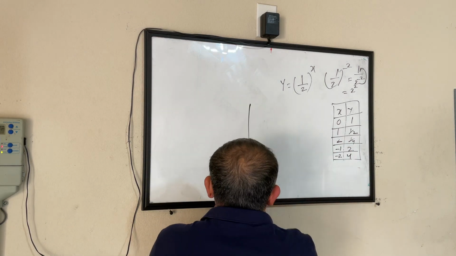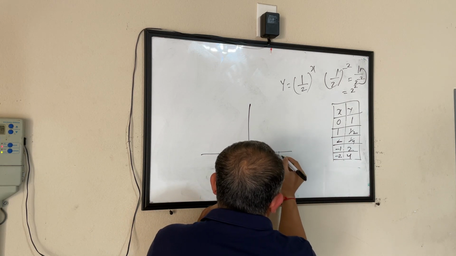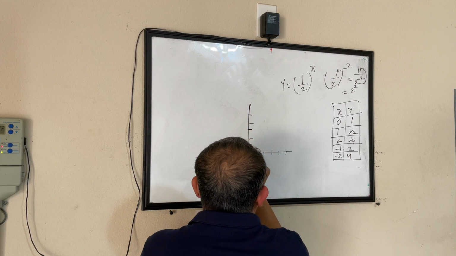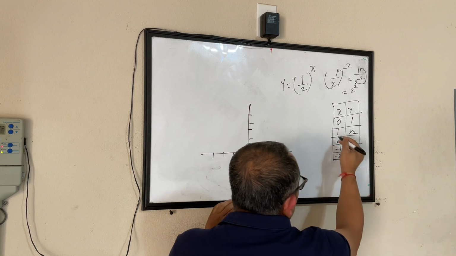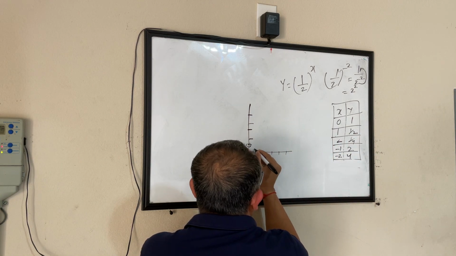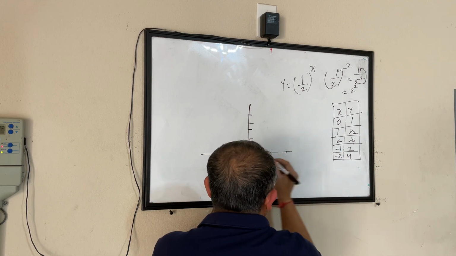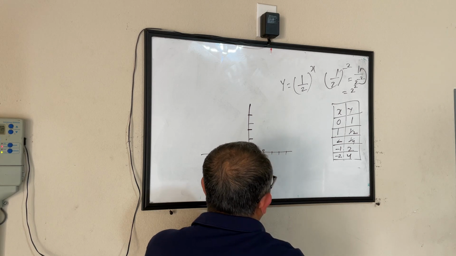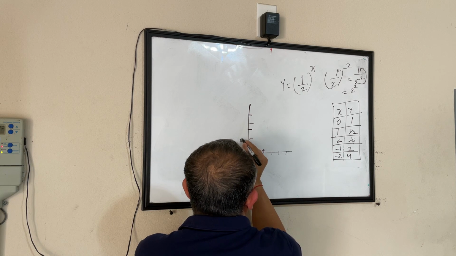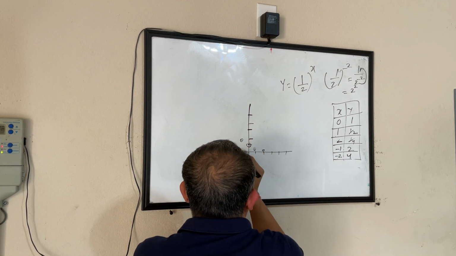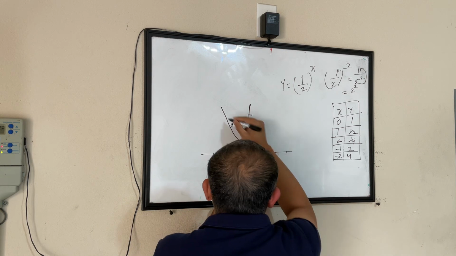Let's try plotting it here. Now when x is 0, y is 1. So 0 and 1, this is 1 point. 1 and half, this is the second point. 2 and 1 by 4, probably the third point. Minus 1, it is 2, this point. Minus 2 is 4, somewhere here. So we see that this graph is going this way.